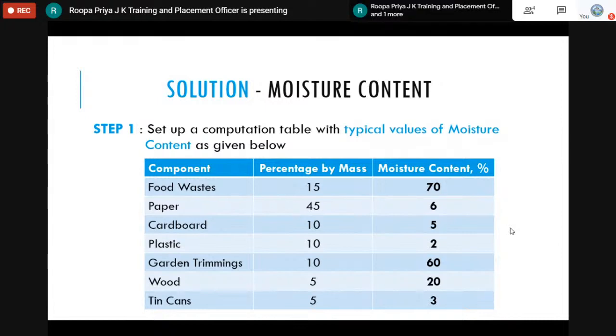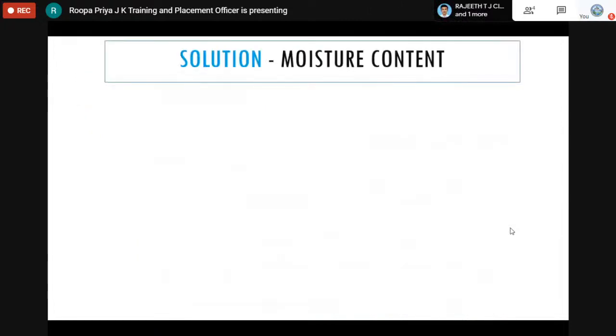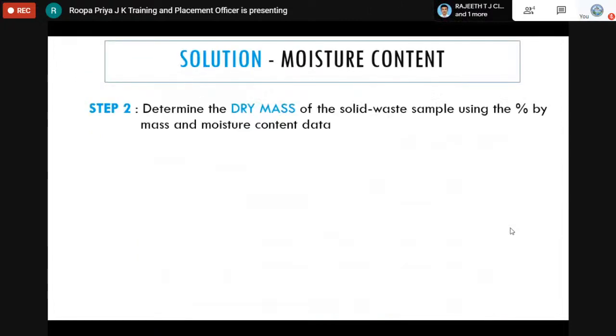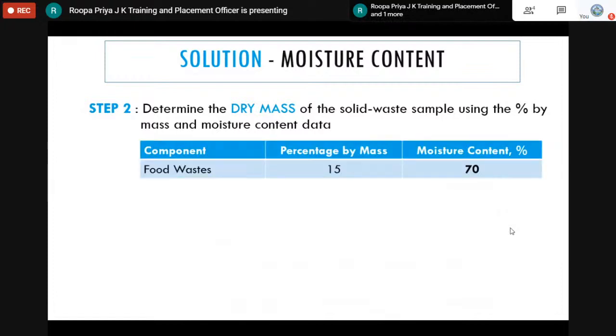Now, how do we actually calculate the moisture content? Step two is to determine the dry mass of the solid waste sample using the percentage by mass and the moisture content data. So in our table, we do have percentage by mass value and also the moisture content data. For example, I've just picked up one component as an example to make you understand how you have to calculate the dry mass, which will be your last column, that is your fourth column.